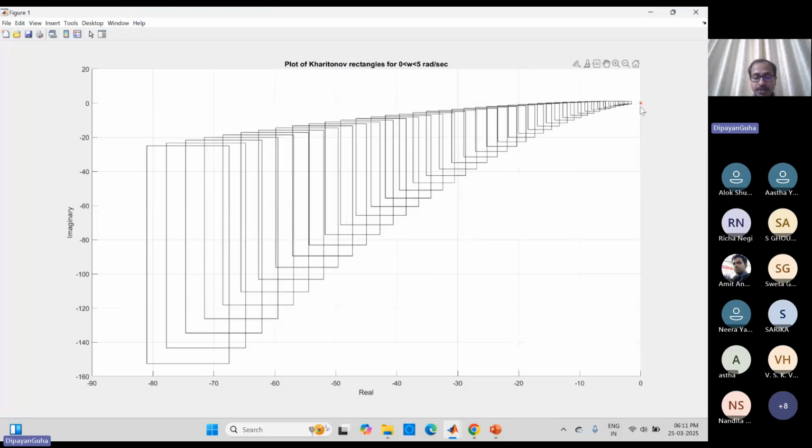This is the origin, the 0,0 point, and it is excluded. Whatever frequency you choose, it will always be excluded, because the motion of this rectangle is counterclockwise only.